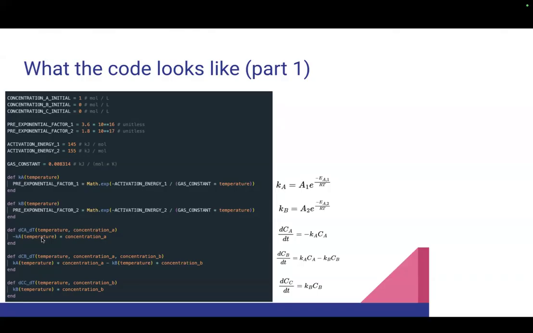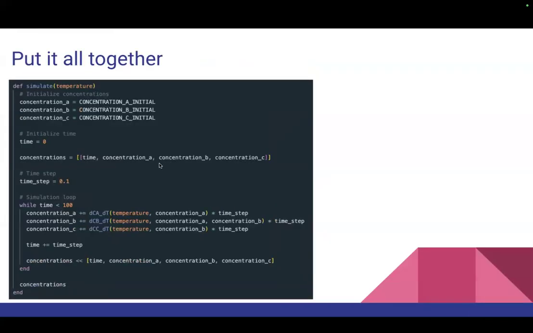Temperature is passed into Ka, and then concentration is a variable that will change over time. And similar thing for dCB dt, it's dependent on the concentration of A and B as well as temperature. And then dCC dt is just dependent on temperature and the concentration of B. So we're just defining a few methods here that will be used in the actual simulation, which I'll show on the next slide.